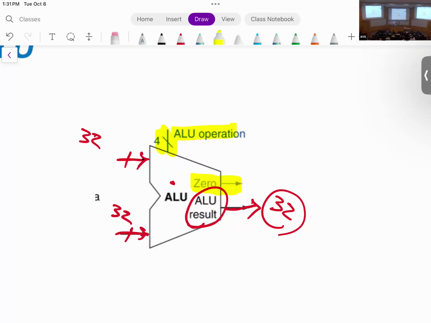So essentially, all you need to know for now is that you have two 32-bit inputs, one of them a register, the other one either a register or an immediate. We have an ALU operation that decides what to do, and it produces a 32-bit result. Okay?